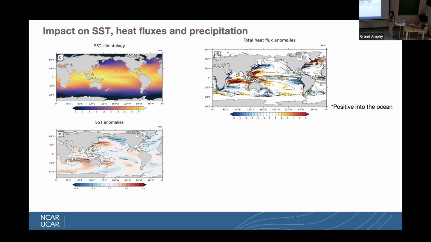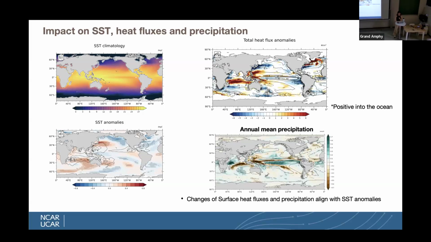And then we also find changes in surface heat fluxes. Here, the warm colors are showing heat going into the ocean. The cold is coming out of the ocean. You will see the cold areas would have heat going into the ocean, while the warm areas would have heat going out, which shows that this heat is controlled by the ocean rather than the atmosphere.